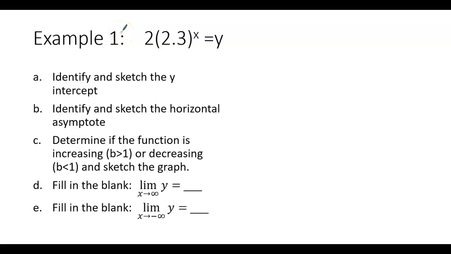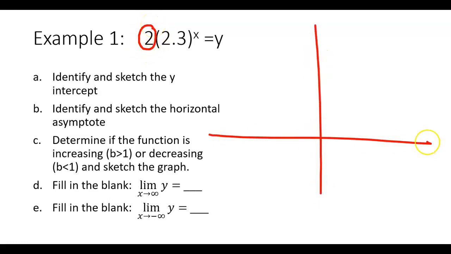So first of all, it says, identify and sketch the y-intercept. Well, we already know that this number here in the front is my y-intercept. So I'm going to draw a graph. I'm going to go up 2 on the y-axis, and I'm going to put a dot there. That's my y-intercept. So step 1, identify your y-intercept and then plot it.